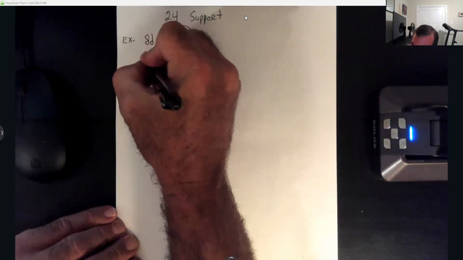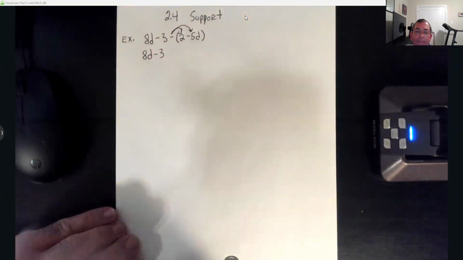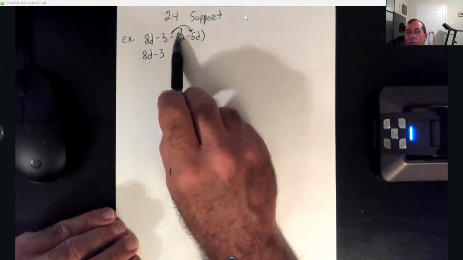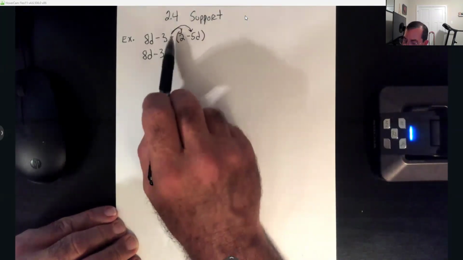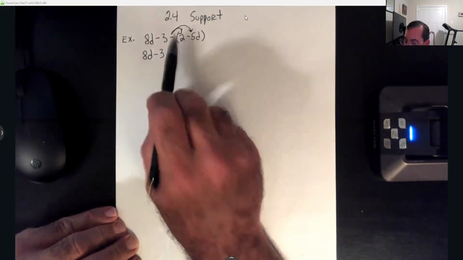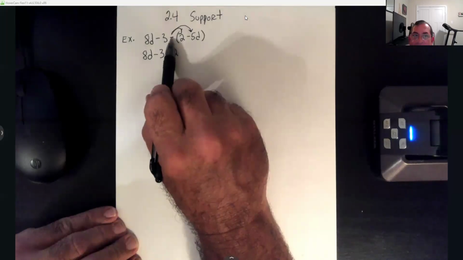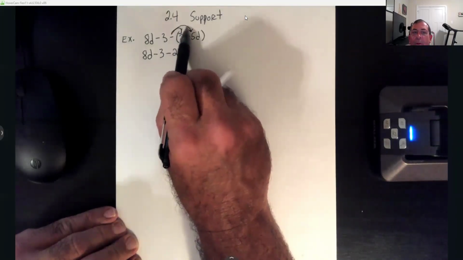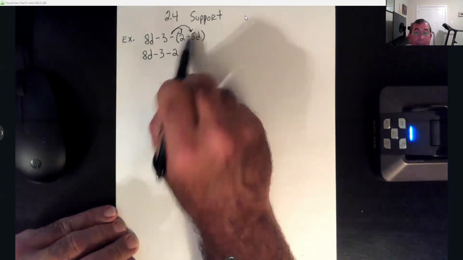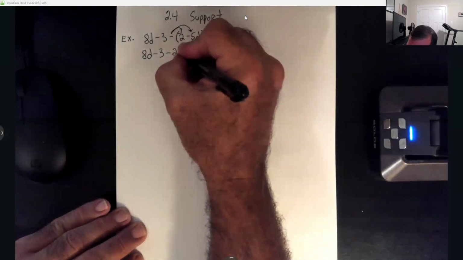So I'm going to rewrite it without the parentheses. I didn't do nothing to the 8d, I'm bringing that down. We're not doing nothing to the minus 3, we're bringing that down. But now we're going to distribute our subtraction. So that negative times that positive 2 is going to make that a negative 2. And what's going to happen with this negative being distributed times that negative 5? Good job. That's going to be a positive 5d.